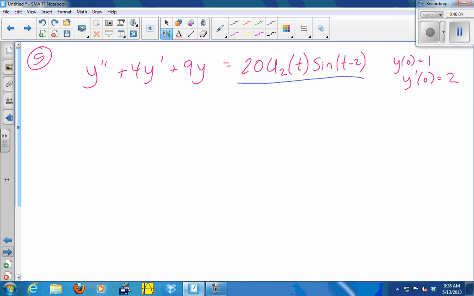We actually didn't study that, so you don't have to worry about it. Okay, so that's part A. This is long-term. Well, the solution to this thing will dictate the long-term behavior, which means it will be sinusoidal, because when the forcing function is sinusoidal, the solution will be sinusoidal.